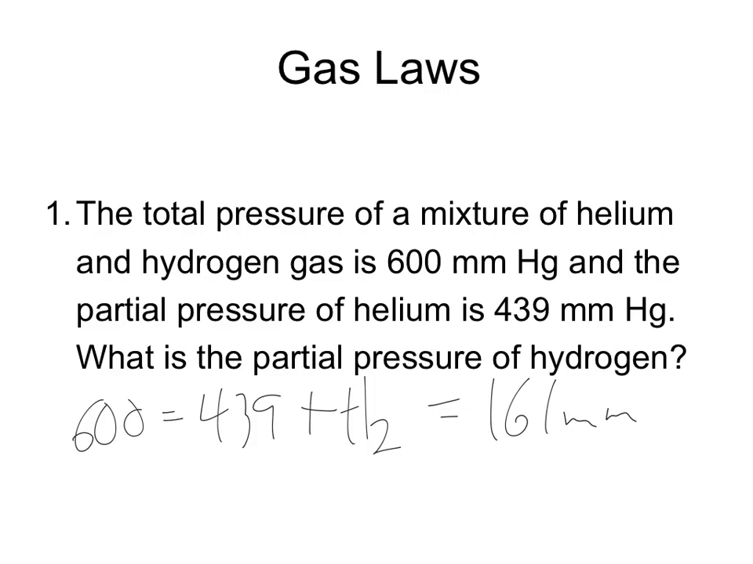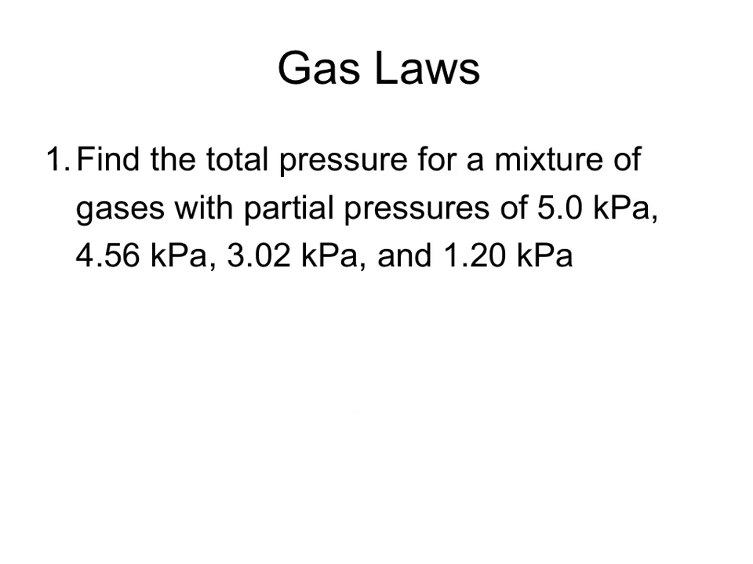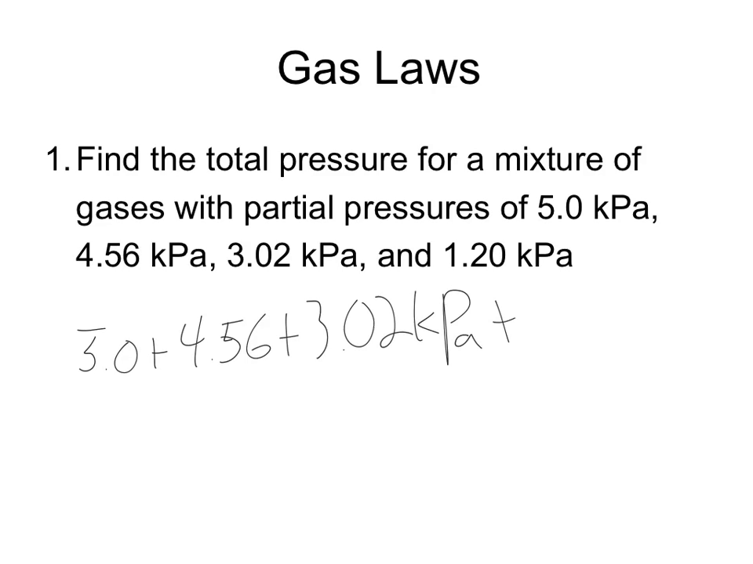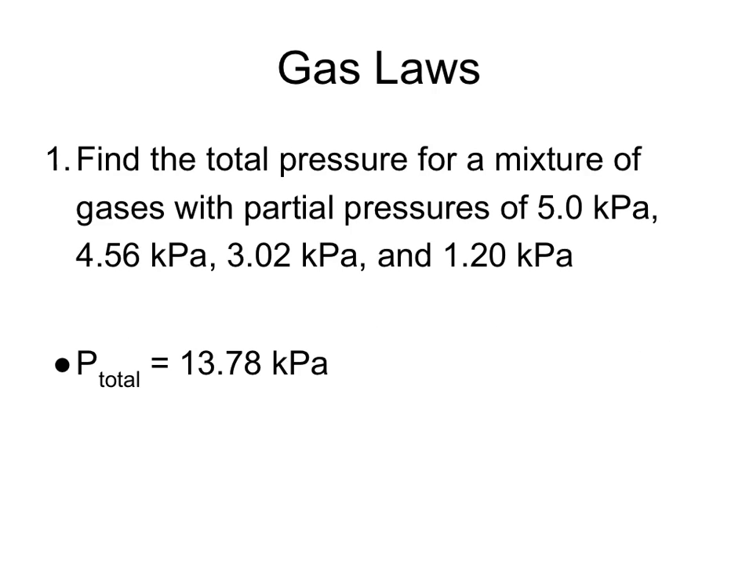161 millimeters of mercury. What is the total pressure of a mixture of gases if we have a partial pressure of 5 kPa plus 4.56 kPa plus 3.02 kPa and 1.2 kPa? Well, in this case, you're just adding them all together, and you'd get 13.78. You just total all of the pressures up, and that gives you the answer if you're just trying to find the total.